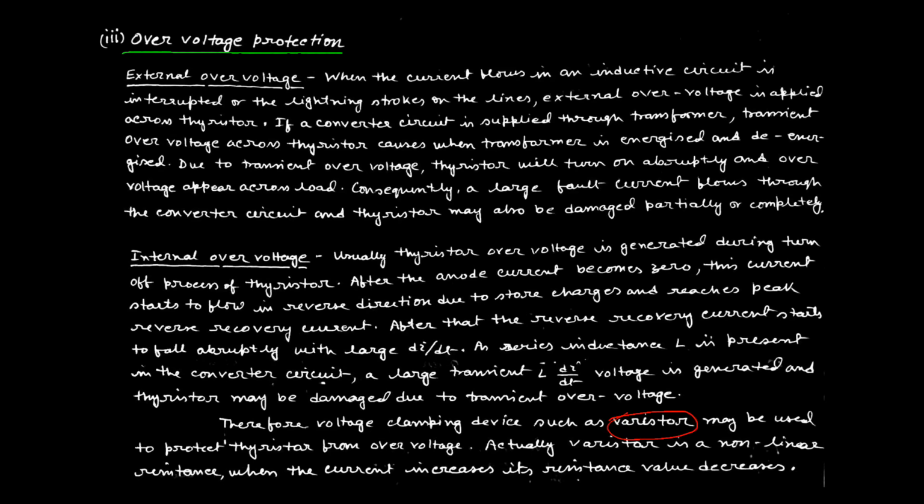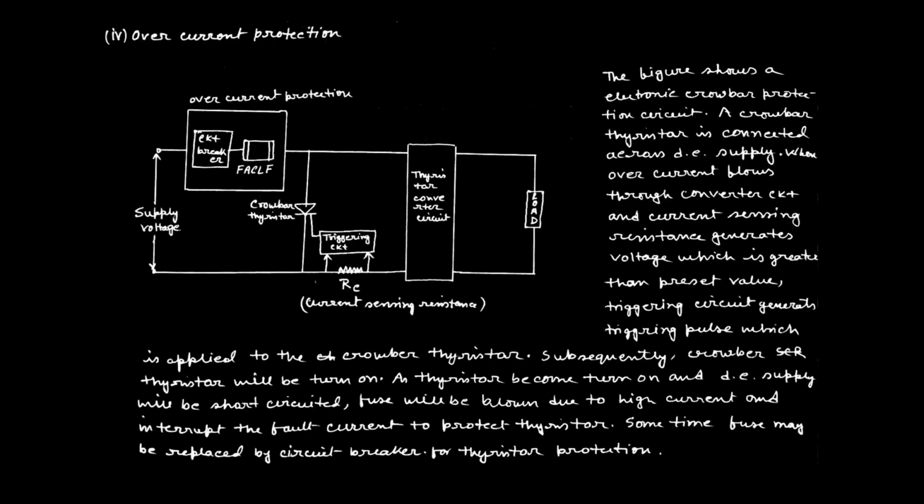So we can say if a varistor is connected across the switch or across the thyristor, then the thyristor can be protected from overvoltage that can be generated internally and externally. Now, the concept of overcurrent protection. So, in this case, there is overcurrent protection.